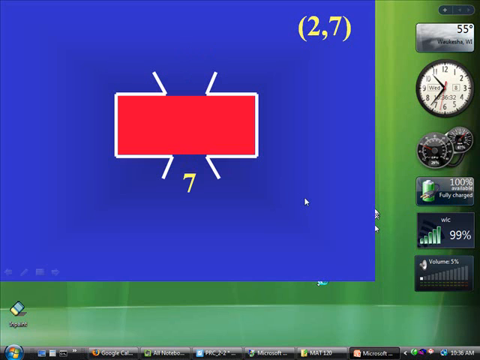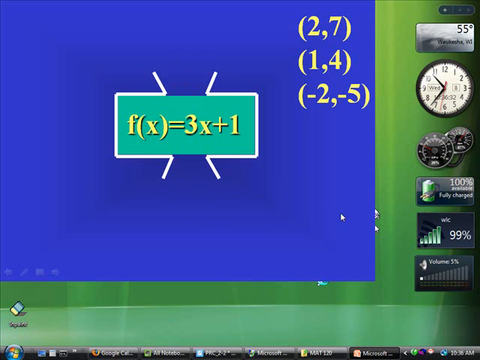I plugged in a 2 and out came a 7. Now, I know you can't tell yet, so don't guess. But now we'll put in another number. We're going to put in a 1. Out comes a 4. Now you might be able to start guessing what's going on. I'll do one more, though. What happens when we plug in a negative 2? Out comes a negative 5. So now the question is, can you tell what's behind the shield?